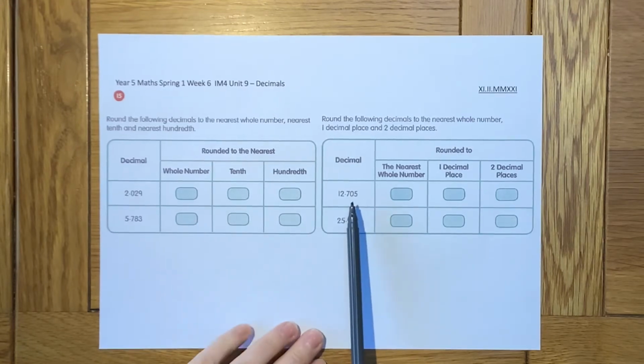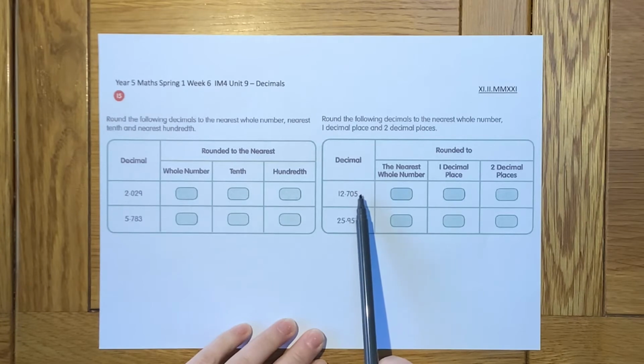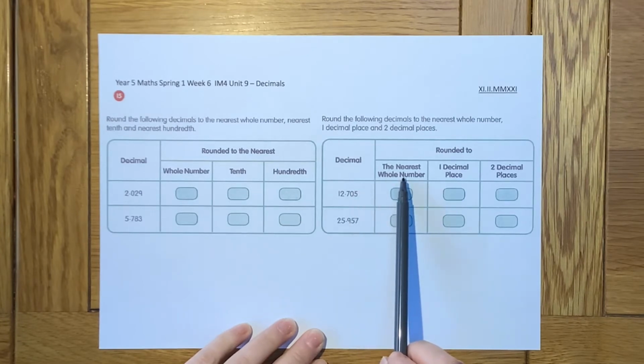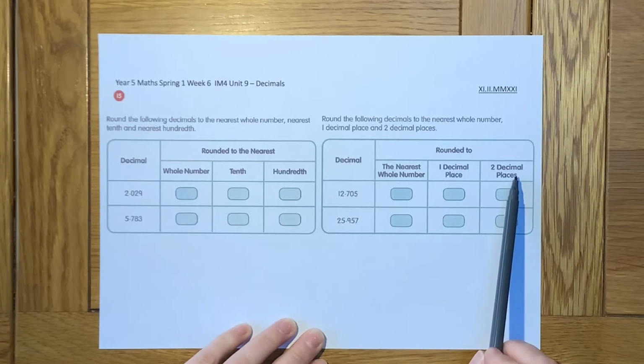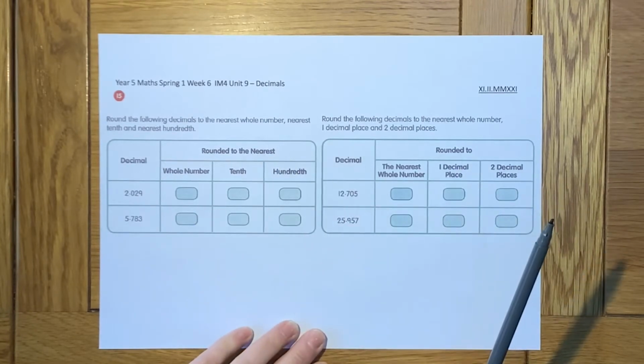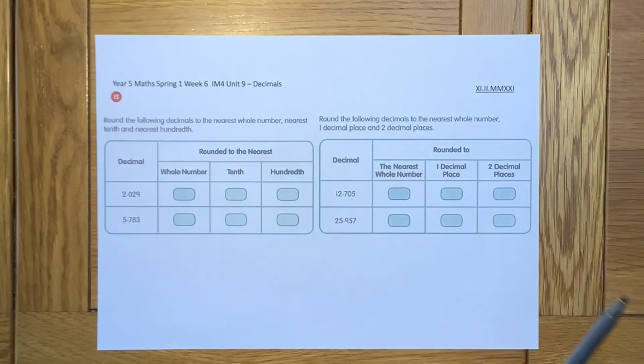Then we're going to do exactly the same, but the language has changed slightly this time. We're still going to round to the nearest whole number, then to 1 decimal place, then to 2 decimal places. These two tables are expecting us to do exactly the same things, but they're just using different language to make sure we understand that we can use them interchangeably.